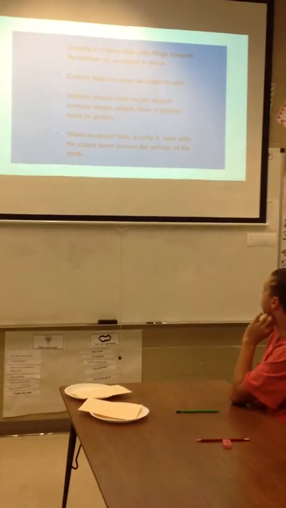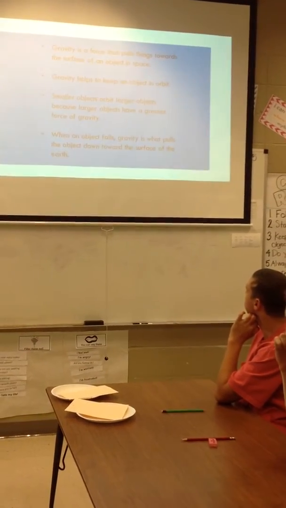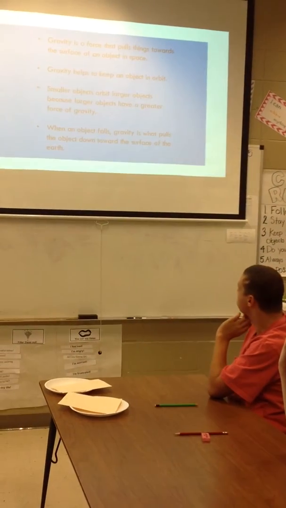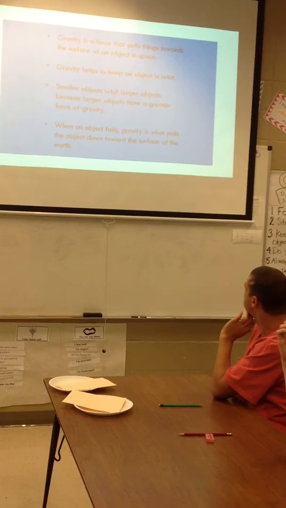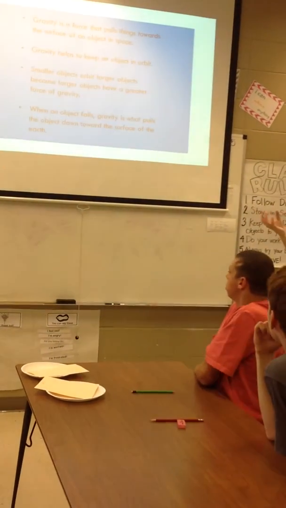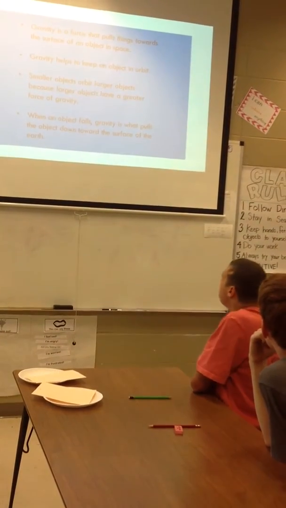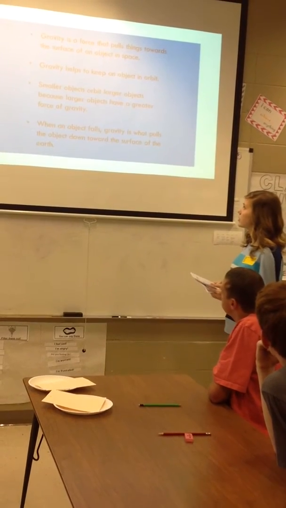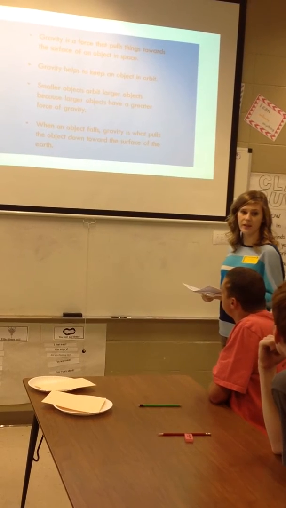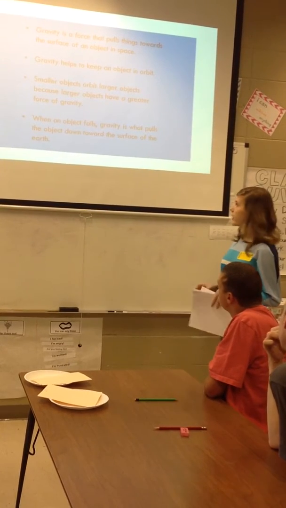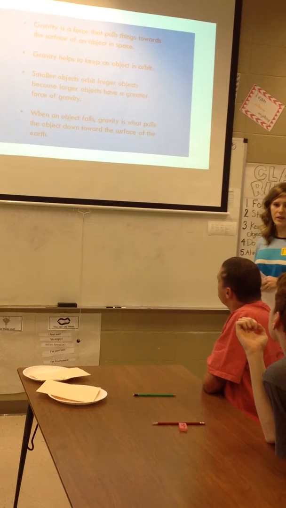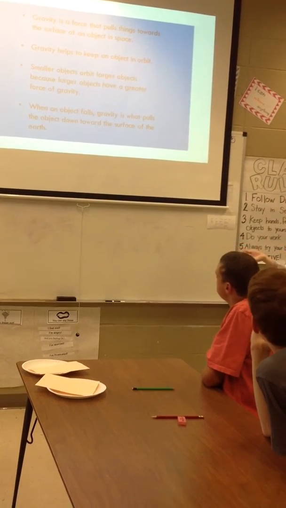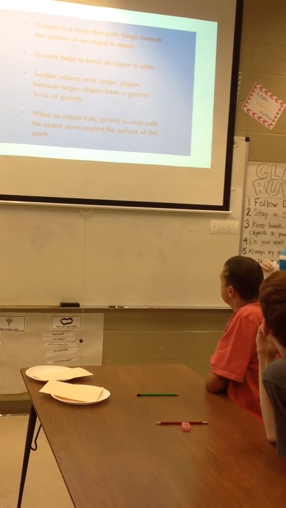So gravity is a force that pulls things towards the surface of an object in space. So what does gravity do? Pulls it. And it helps to keep an object in orbit. So that's how it kept going around and around, because the gravity is pulling it towards it. Like a circle. That's right. Smaller objects orbit larger objects because larger objects have a greater force of gravity. So which one has the greatest force of gravity? A small or a large object? Large. When an object falls, gravity is what pulls the object down towards the surface of the earth.